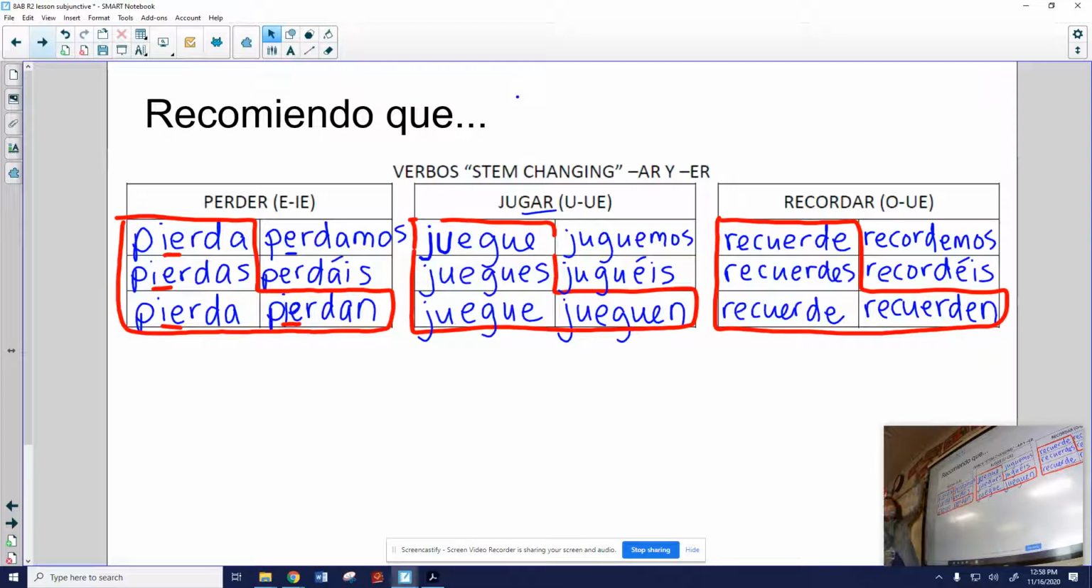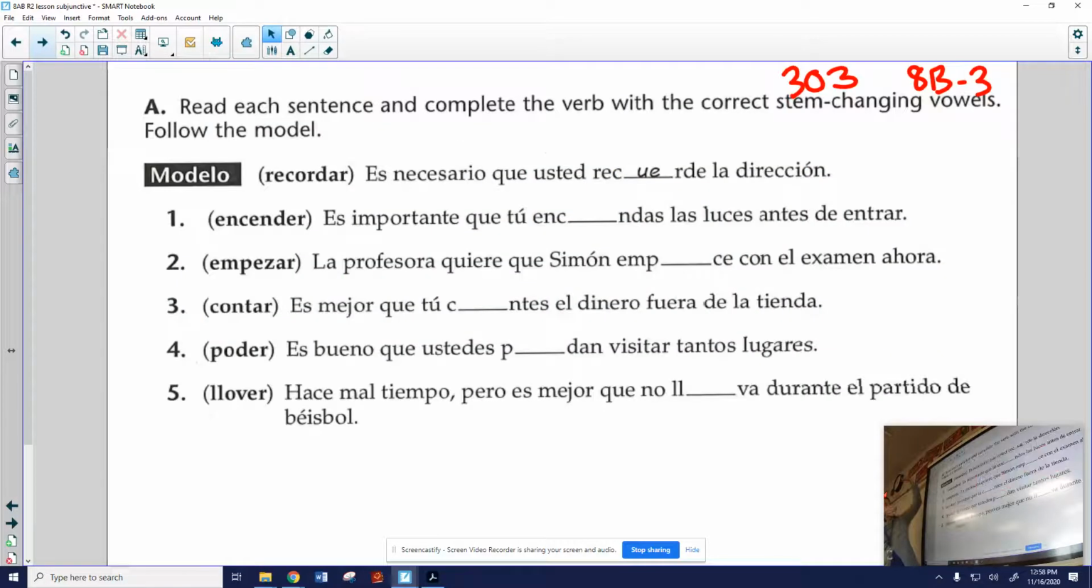Vamos a practicar. Estamos en el paquete, página 303. Parte A. Dice aquí, read each sentence and complete the verb with the correct stem changing vowels. Follow the model. Model is recordar. Es necesario que usted recuerde la dirección. It's necessary that you remember the address.